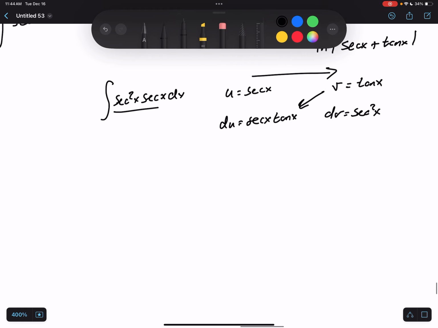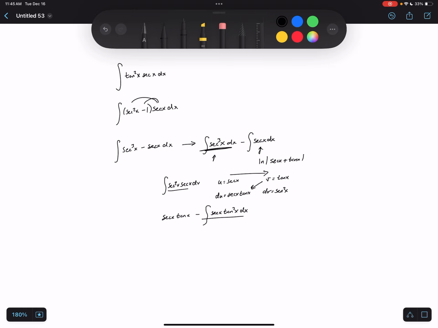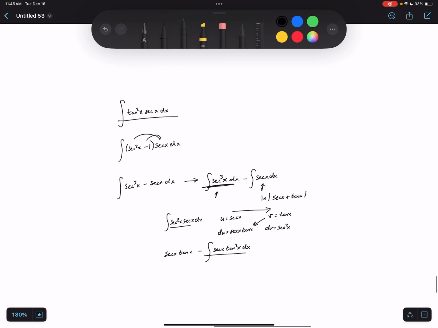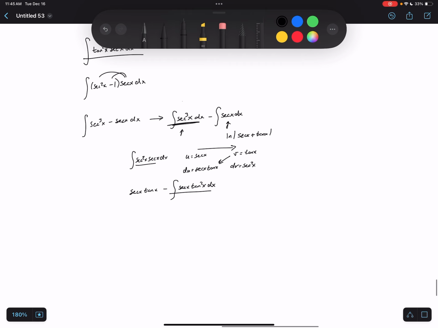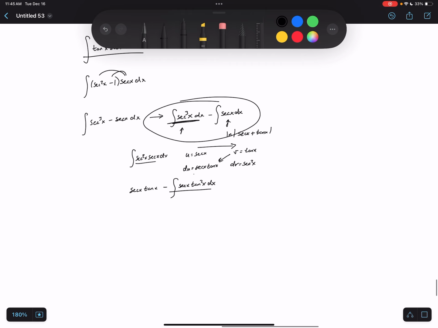And so what we'll get is secant x tangent x minus the integral of secant x tangent squared x dx. And the keen eye may notice that secant x tangent squared x is actually the original integrand that we've been working on. And so what we can do is come back up to this step here and incorporate the two integrals that we just got, and rewrite them.